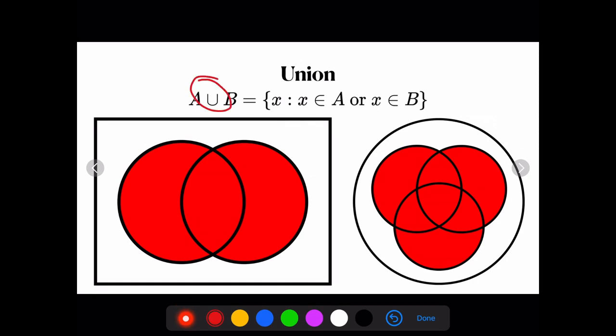So union has this U-looking thing up over here. It's easy to remember that it's union. And sometimes we say "or" for this, and that's really connected to logic.